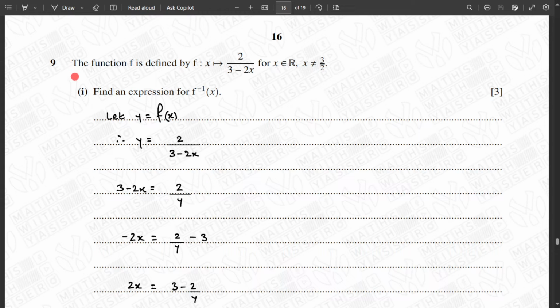Question number 9 says that the function f is defined by f of x is 2 over 3 minus 2x, where x is an element of all the real values, but x is not equal to 3 over 2. We need to find the expression for f inverse of x. So let's consider y is equal to f of x. That means y is equal to 2 over 3 minus 2x. Or we can say 3 minus 2x is equal to 2 over y. So minus 2x is equal to 2 over y minus 3.